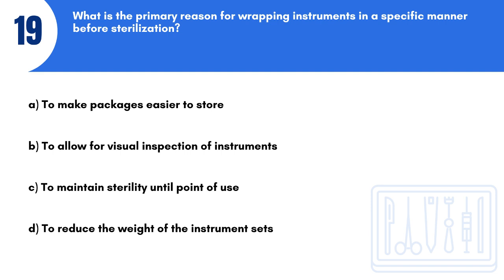Question 19. What is the primary reason for wrapping instruments in a specific manner before sterilization? A. To make packages easier to store. B. To allow for visual inspection of instruments. C. To maintain sterility until point of use. D. To reduce the weight of the instrument sets.